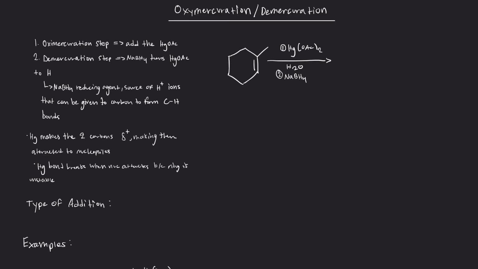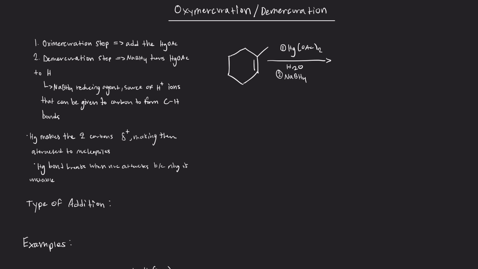Today I'm going to be explaining the oxymercuration and demercuration reaction. So basically it consists of two steps. The first step is your oxymercuration step, and you can kind of tell in the name that's when you're adding your mercury. It's HgOAc, and then your second step is the demercuration step, and that's where you use NaBH4 to turn your HgOAc into a hydrogen.